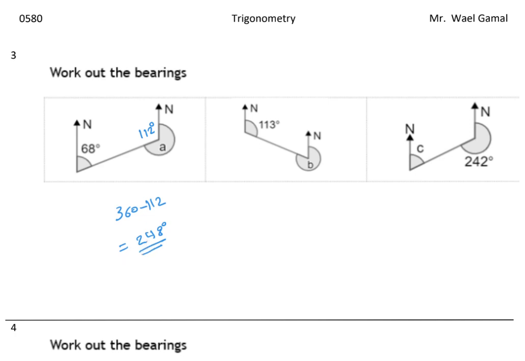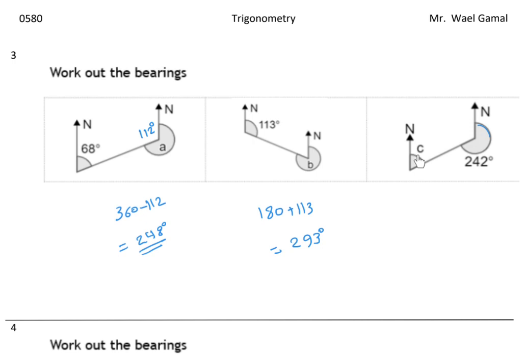Now next one, I have this 113. I need that one, also the back bearing. So you can add 180 directly, or you can find this angle, then it's 360 minus this one. So 180 plus 113 equals 293.